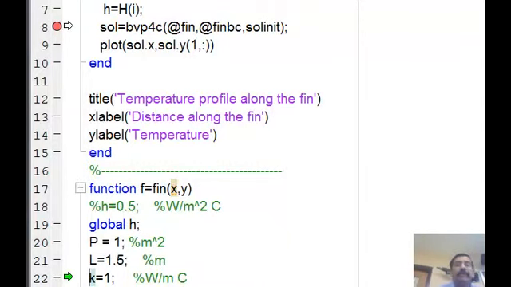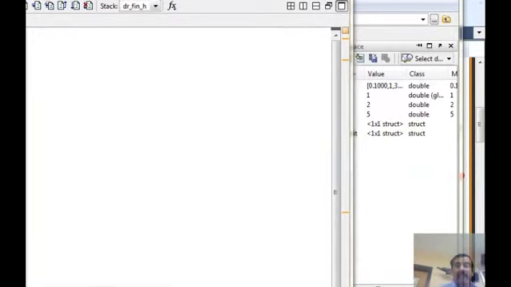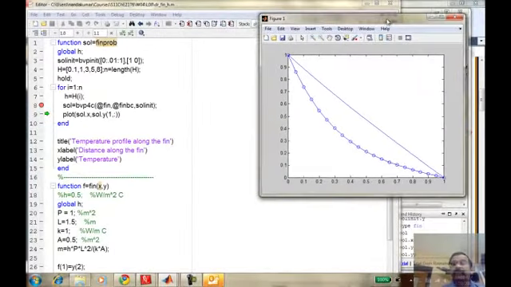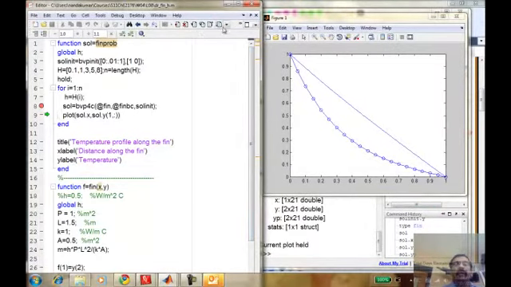Let me step or continue. Now I have solved the problem for h equal to 0.1, and the solution is saved in the structure SOL. And the graph looks like that. Because I put a hold, I also have the previous one. But when h is equal to 0.1, that is the temperature profile. Let's keep that open if possible, and then keep stepping through this. So I run again. Now i is going to be 2.